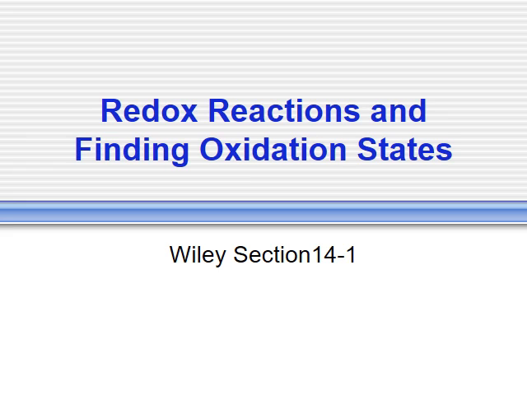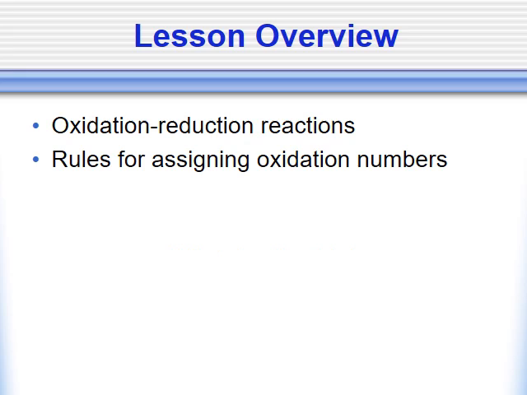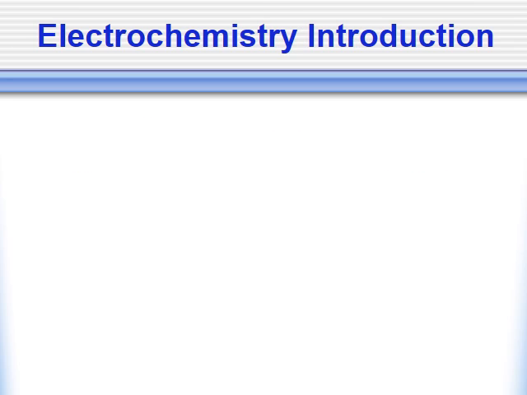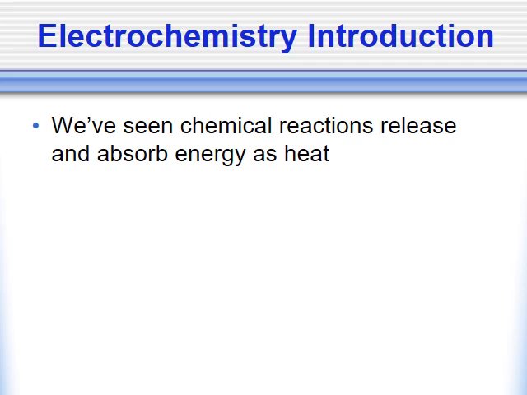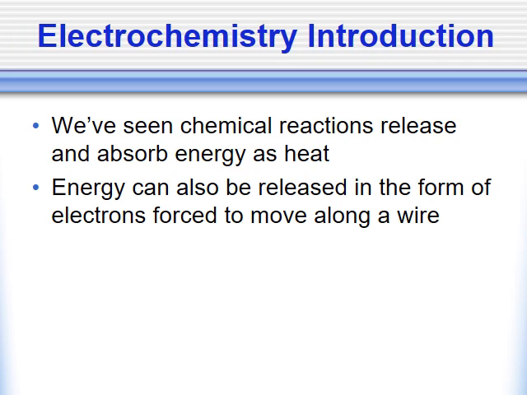This lesson is about redox reactions and finding oxidation states, or oxidation numbers, from Wiley section 14-1. We'll go over oxidation reduction reactions and rules for assigning oxidation numbers. We've seen chemical reactions release and absorb energy in the form of heat. But energy can also be released in the form of electrons that are moving across a wire.